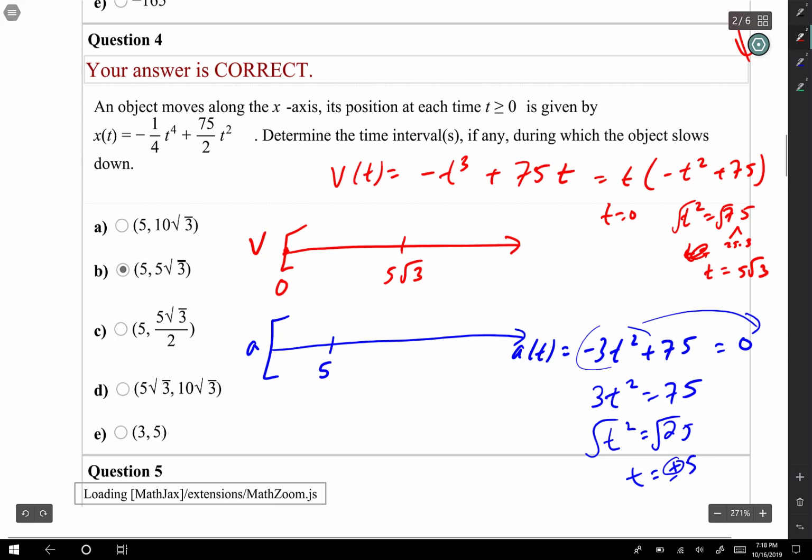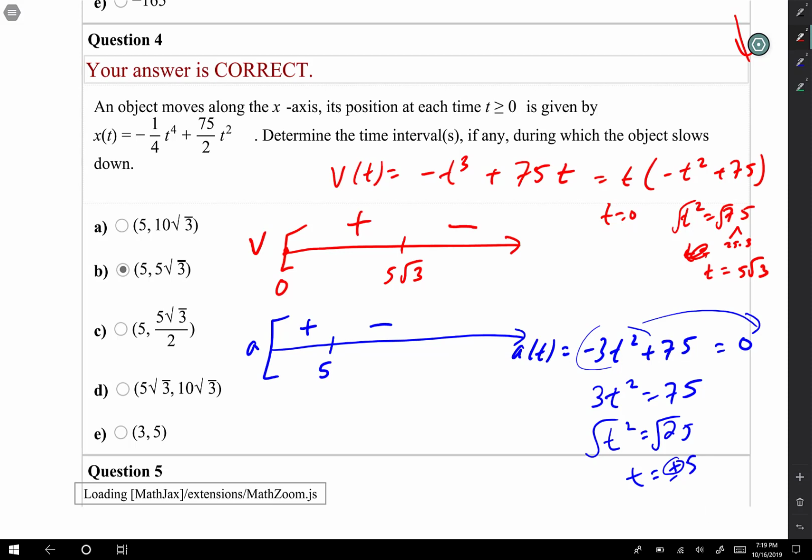So let's see. If I choose a number to the left of 5, like 1, negative 3 times 1 squared is negative 3. Negative 3 plus 75 is positive, so that means this is positive. And to the right of 5 is negative. Cool? Cool. All right. On the red one here, if I plug in a number like 5, 5 squared is 25, negative 25 plus 75 is positive, so positive. And if I plug in a number like 10, 10 squared is 100, negative 100 plus 75 is negative, so negative. So there we go.